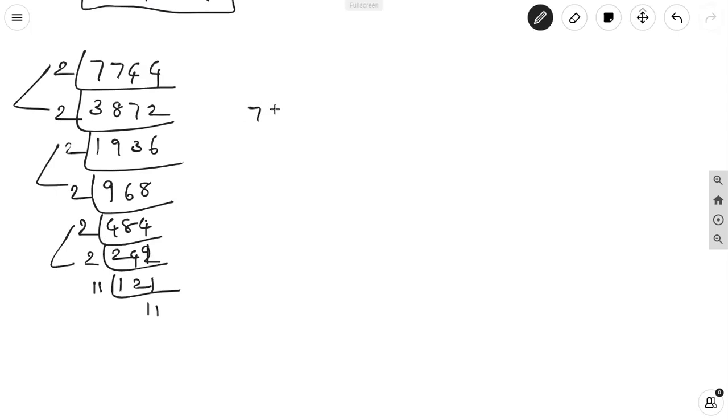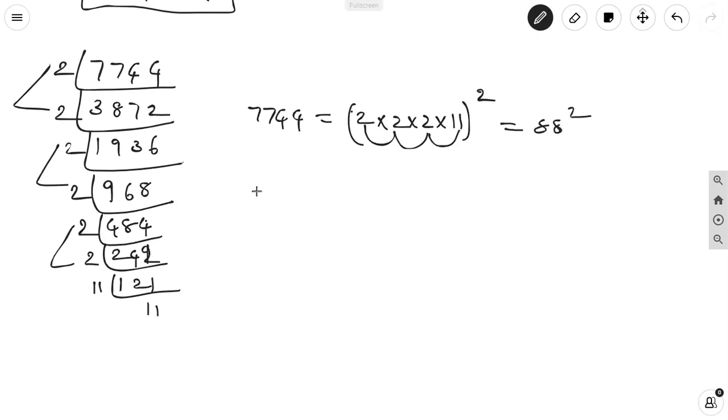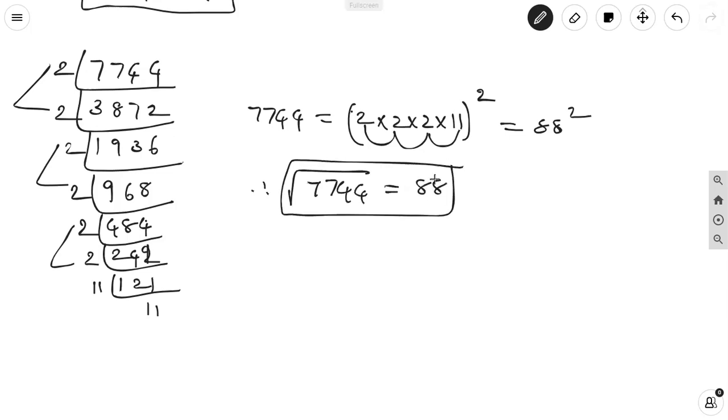Here 7744 equals 2 into 2 into 2 into 11. 3 pairs of 2, 1 pair of 11. It's a whole square. 2 twos are 4, 4 twos are 8, 8 elevens are 88. It's 88 square. Therefore, the square root of 7744 equals 88. It is the way we are doing the prime factorization method. This method is called the prime factorization method. You do the remaining 5 problems.